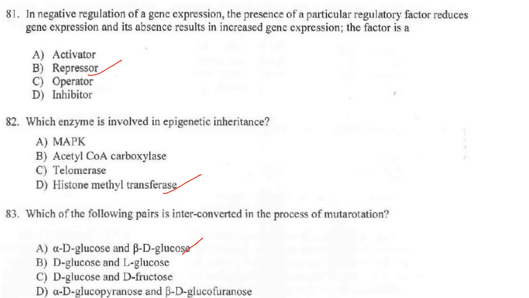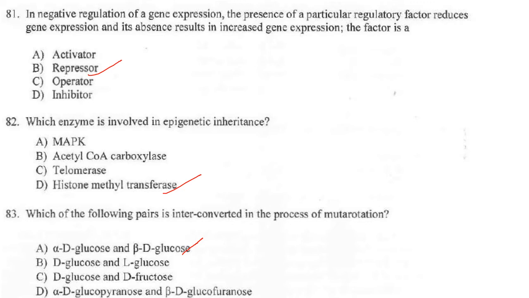Which enzyme is involved in epigenetic inheritance? From the options it is histone methyltransferase. Epigenetic changes alter the physical structure of DNA. It can be either through DNA methylation, that is addition of a methyl group or a chemical cap to part of the DNA molecule, which prevents certain genes from being expressed. Another is through histone modification using histone methyltransferases. So answer is option D.